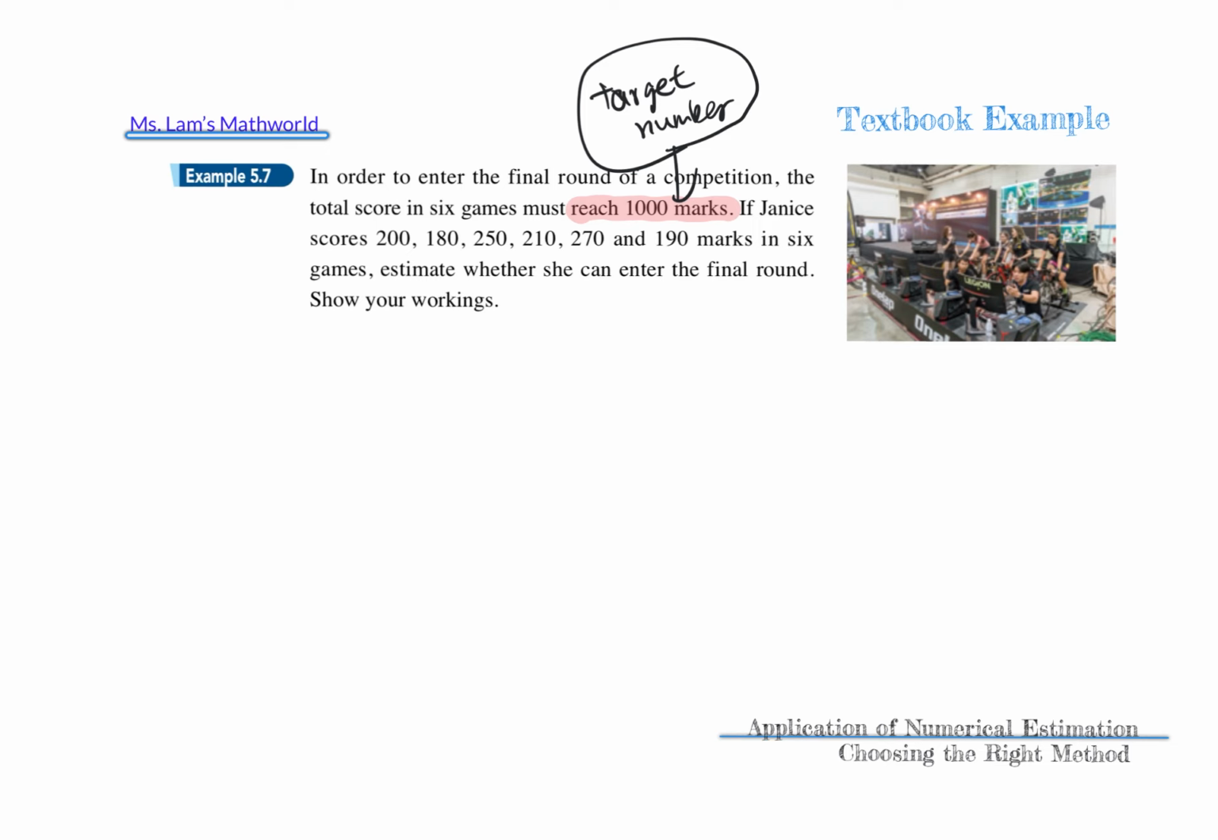So your workings. So what should we do? Number one, of course, we have to make a guess whether she can or not. So if yes, that means the actual value is greater than 1,000. If it is a no, then the actual value is less than 1,000. So we don't know which case is correct, right? It doesn't matter. Let us make a guess.